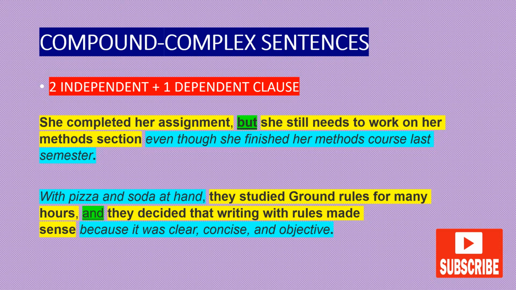So here, the one in yellow is an independent clause, followed by a comma or a semicolon, which is in green, then followed by a coordinating conjunction, which is but or and, again followed by a dependent clause in blue. So pay close attention to the comma usage in compound complex sentences so that the reader is easily able to follow the intended meaning.